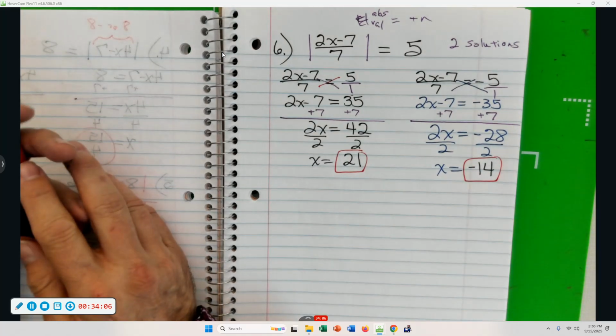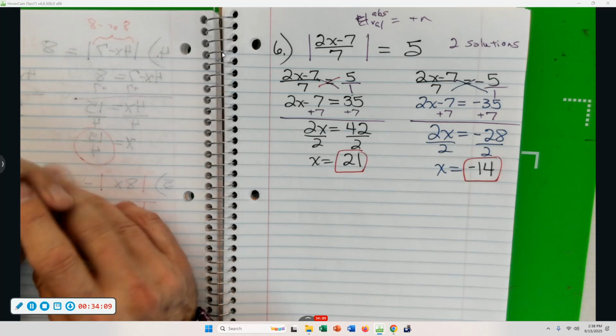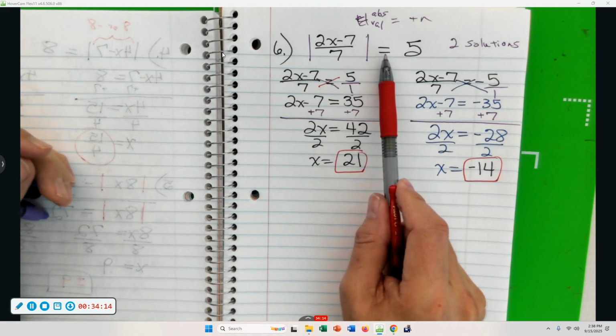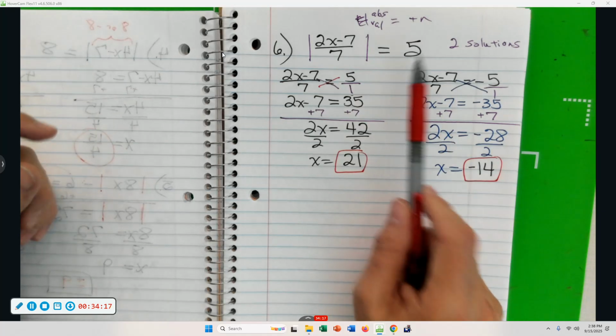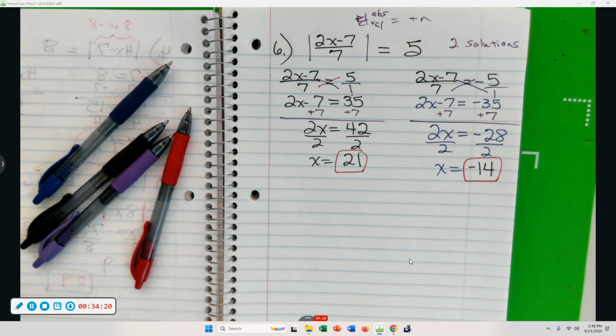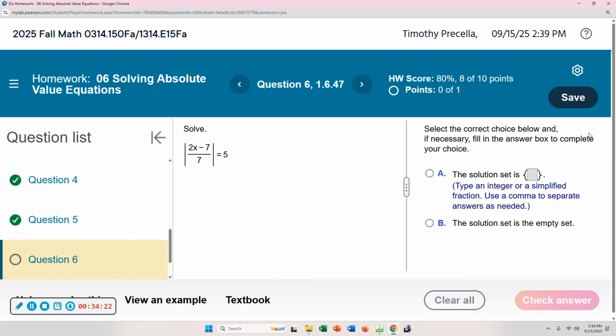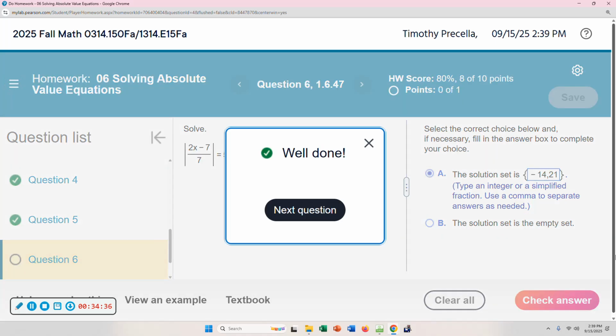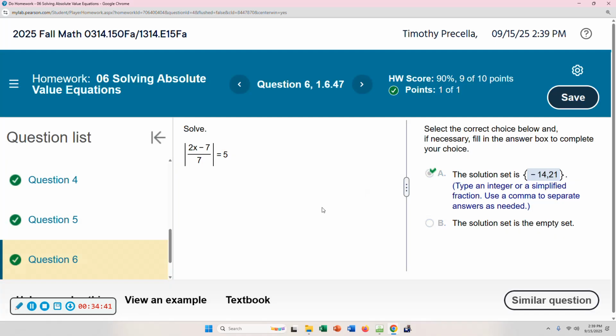Any questions there? As I said, the most common situation is absolute value equals a positive number. So we have, oh, and the order in which you type these numbers here doesn't matter. You could put 21 comma negative 14. You could put negative 14 comma 21. Just the solution is 2 numbers. There they are. Any questions?